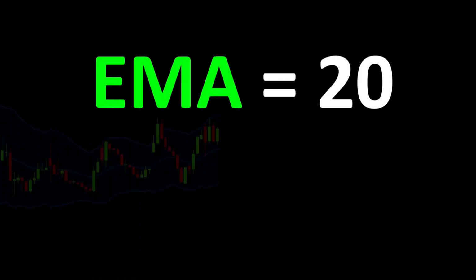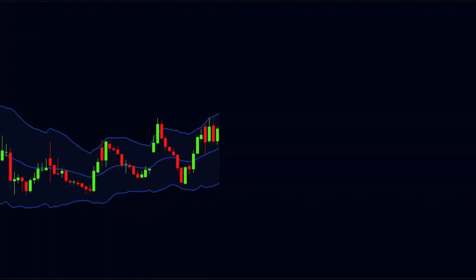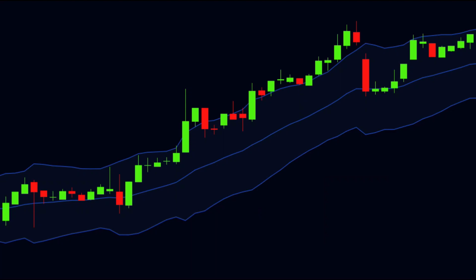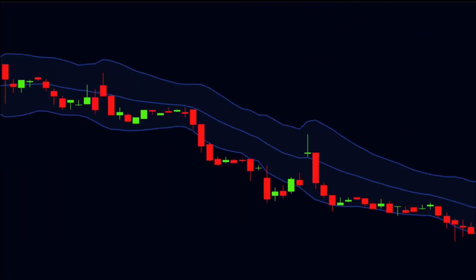By default, the exponential moving average is taken as 20 periods and the value of the ATR is taken as 10 periods. Now we understand how the Keltner channel works. When the Keltner channel is sloped in the upward direction, then it is said that the stock is in the uptrend. During the uptrend, the price generally moves between the upper and lower channels. If the price closes above the upper channel, and after that it keeps moving above the upper channel, then this situation indicates that the stock is in a high uptrend, and during this, we can get the buying opportunity.